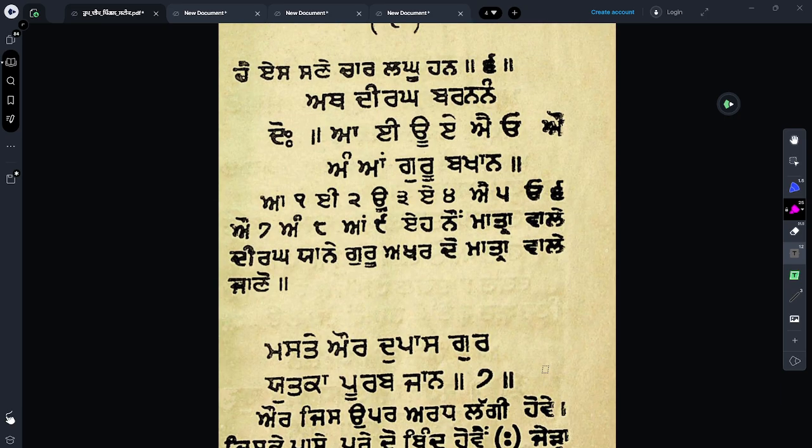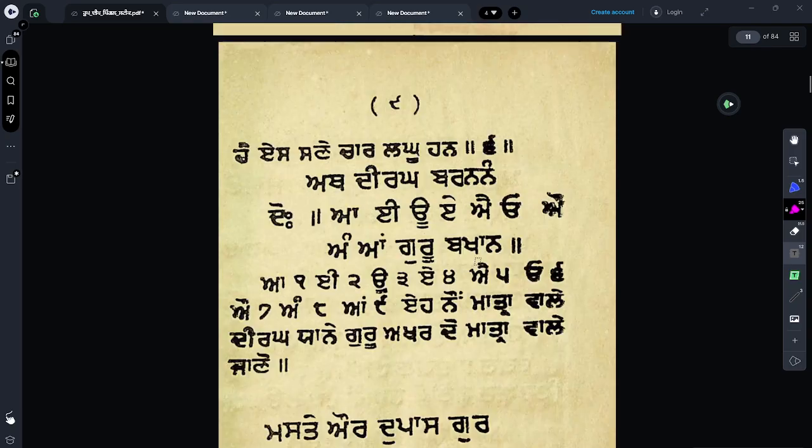So it's saying Ath diragh barnang. Now a description of the long syllables. Dohra, A, I, U, E, O, Ao, Ang, A. So these are all diragh matras. Guru, Bakhan. Know them to be the long syllables, the Guru matras.